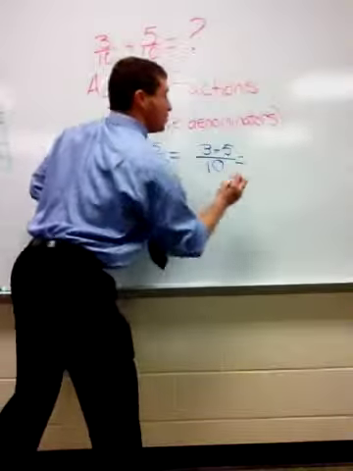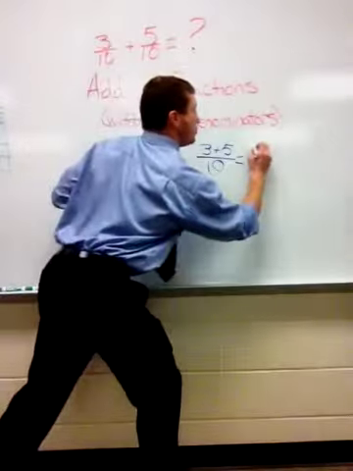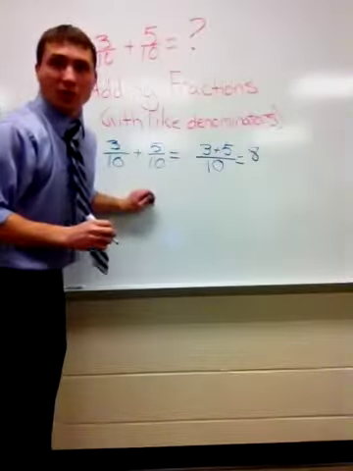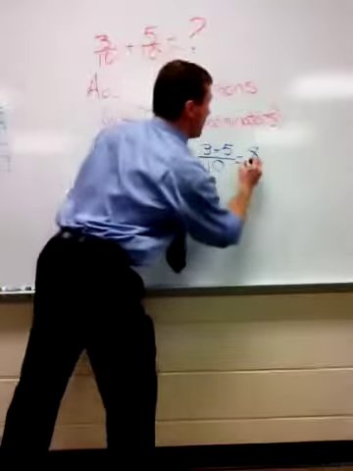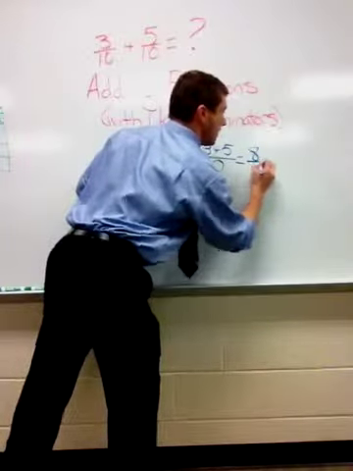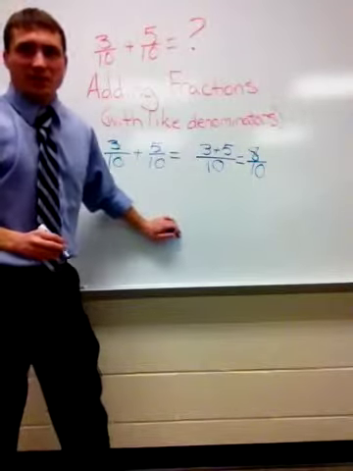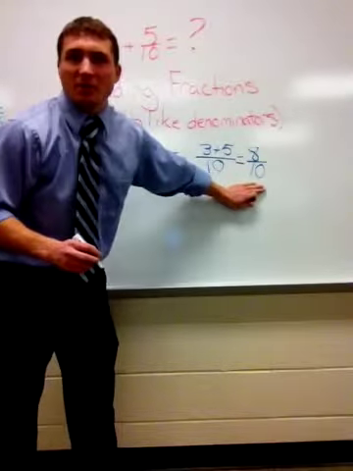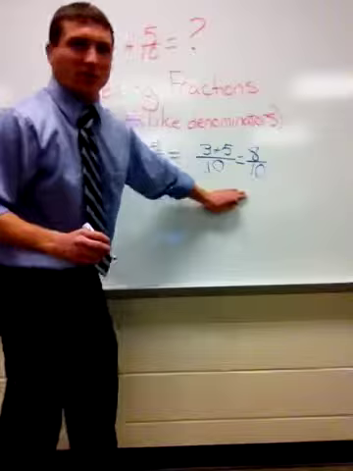When we add those, we have a new numerator, which is the sum of the two other numerators. We now have 8, and the denominator stays exactly the same, 8/10. Now, we're not completely done, because the last step is always to simplify your fraction.